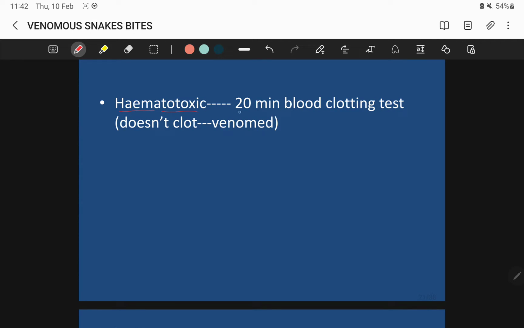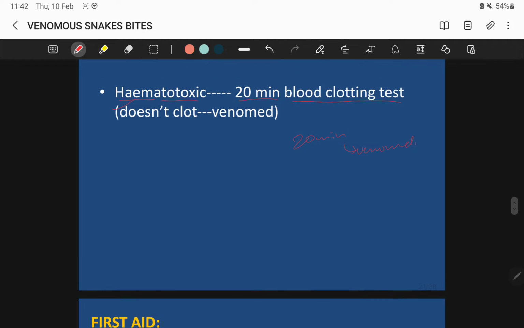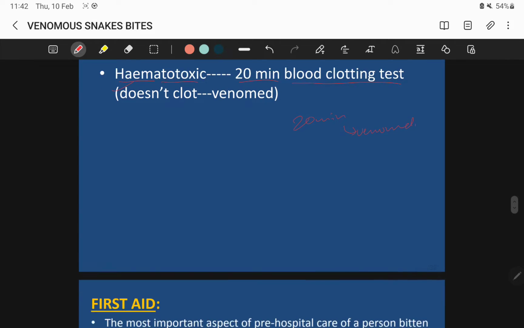Hematotoxic means we do the 20-minute whole blood clotting test. Even after 20 minutes, if the blood doesn't clot, then that is envenoming. So that's how we find out if the snake is hematotoxic or not.